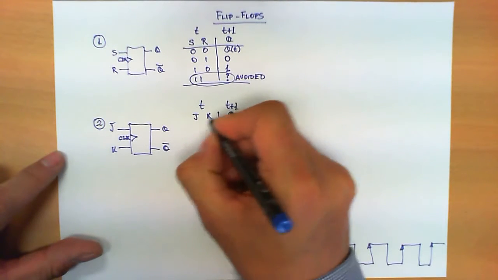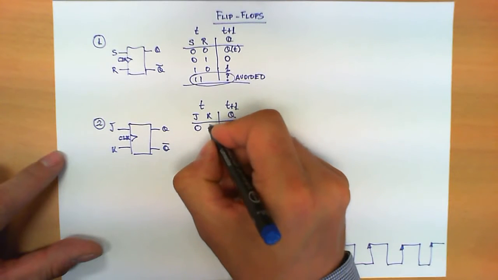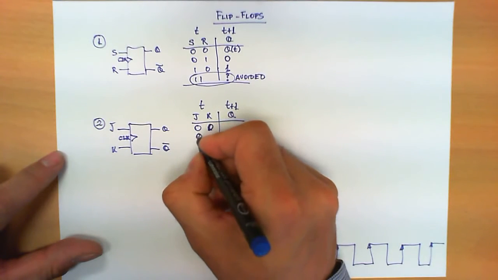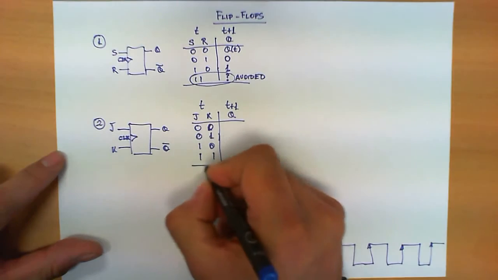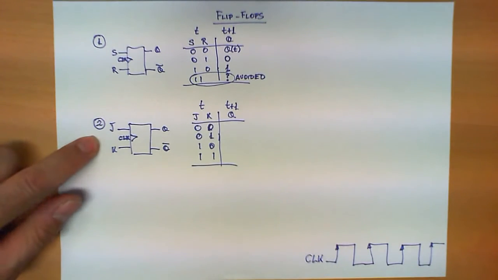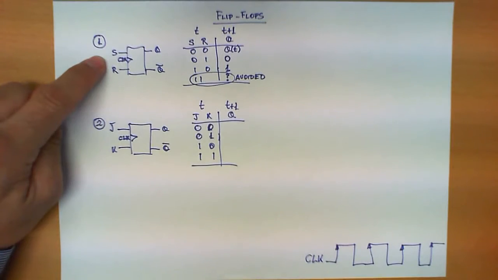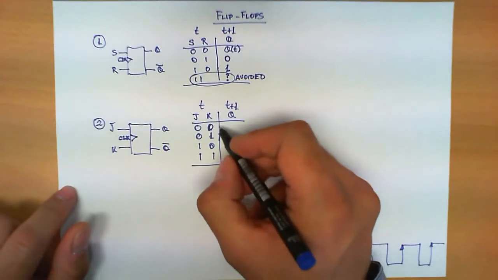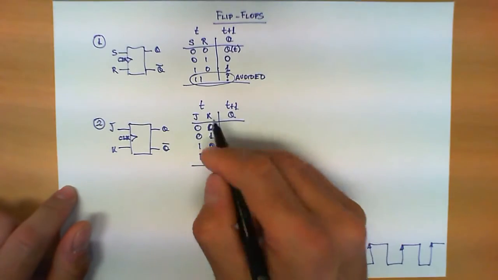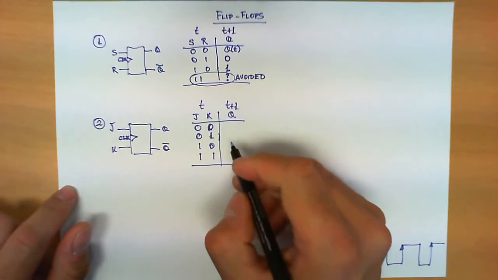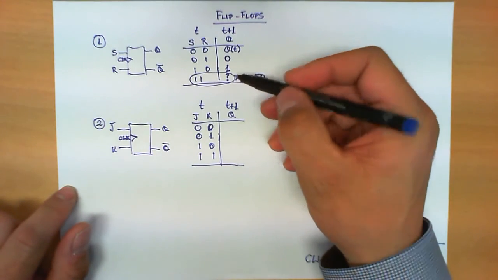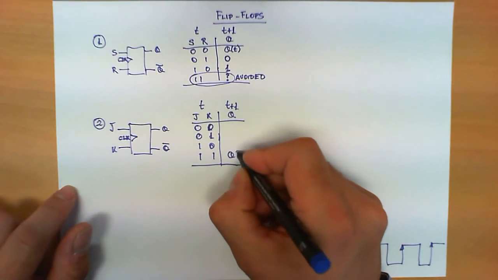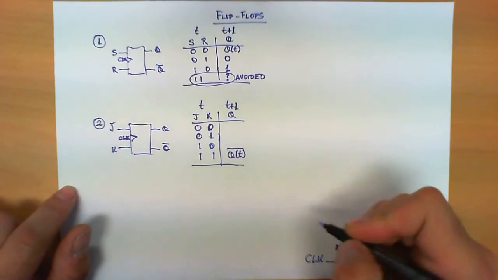t plus 1. As in the previous case, we have 4 possible combinations: 0, 0, 0, 1, 1, 0, 1, 1. And the JK flip-flop behaves similar to the SR flip-flop, except that in this 4th transition over here, whenever both signals are 1, 1, the flip-flop, rather than being unstable, like in this case, changes the value of its output.